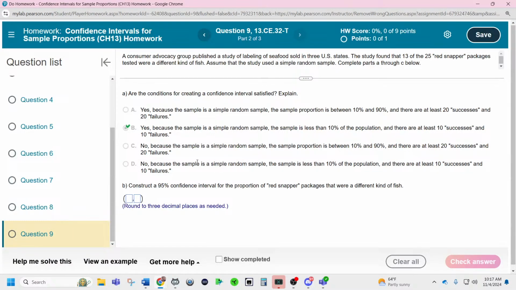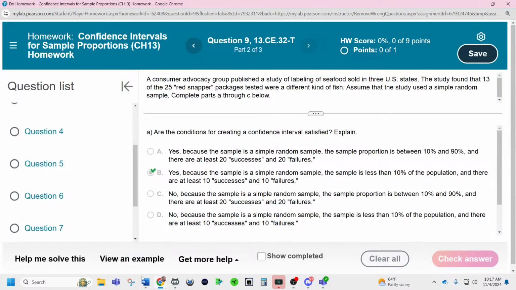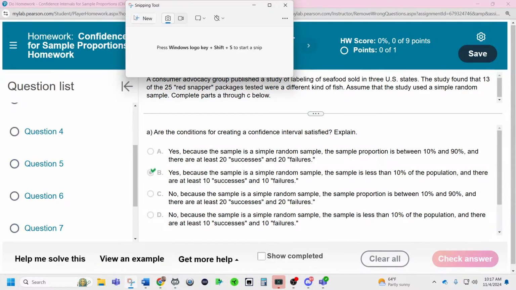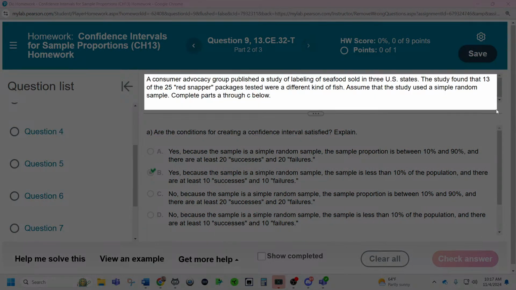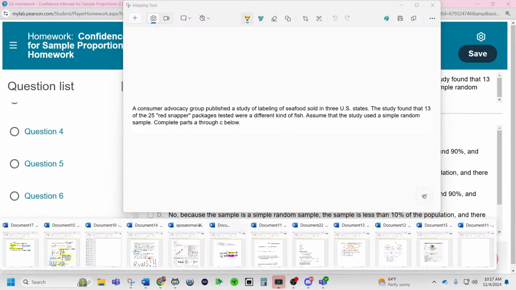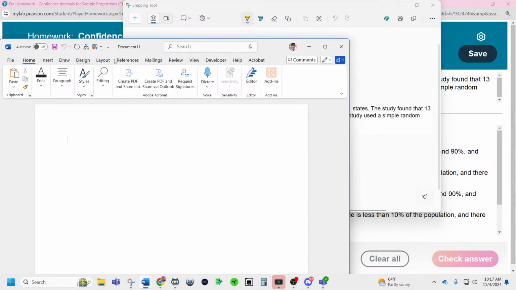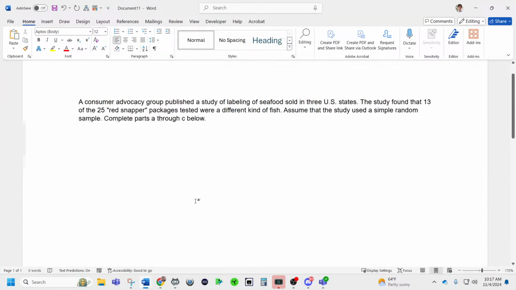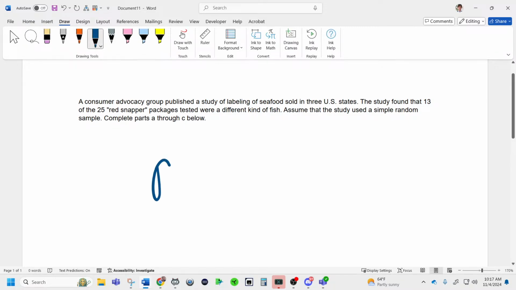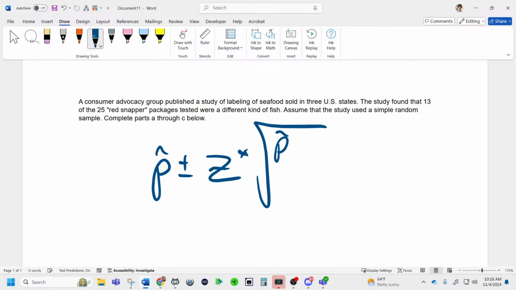Construct a 95% confidence interval. For this one, you have to know the notation. If you do not know the notation, you're going to have a bad time. When we do a 95% confidence interval, it's p hat plus or minus z star times the square root of p hat times q hat over n.